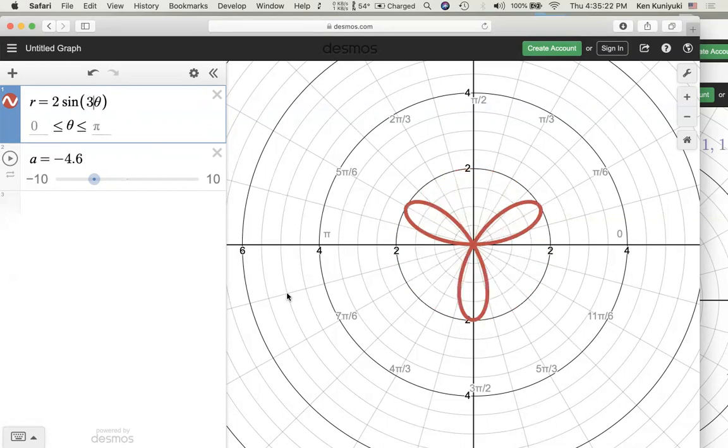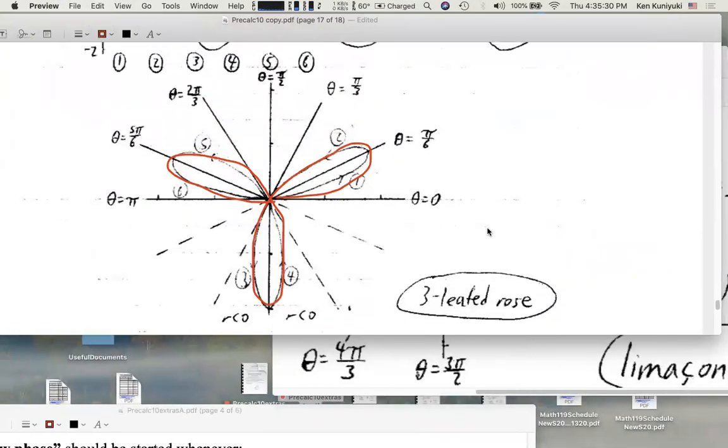N equals 3. Guess what you do in calculus? Find the area in one leaf, and then find the area inside the entire rose. So we end with a romance. I leave you with a rose. Congratulations, that's pre-calculus.